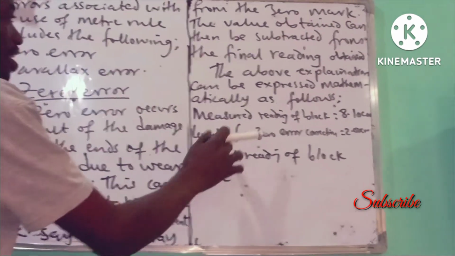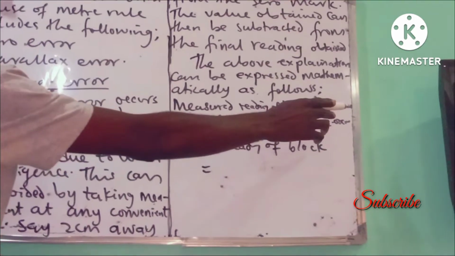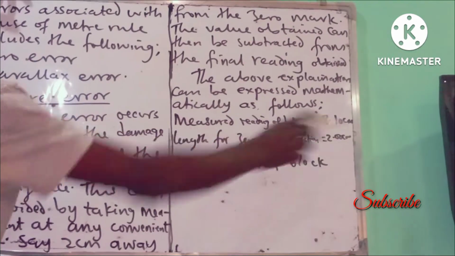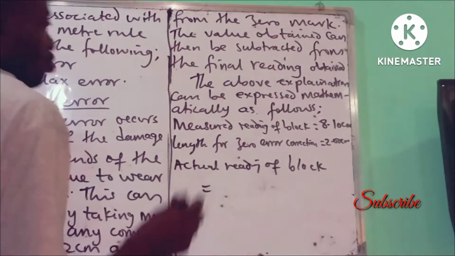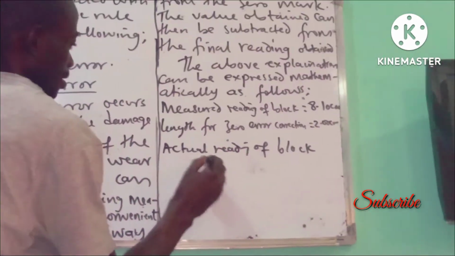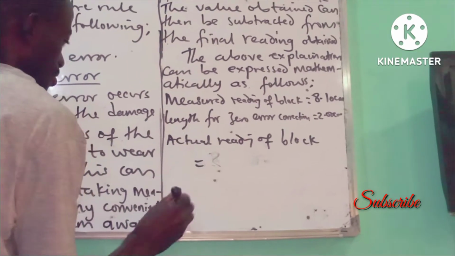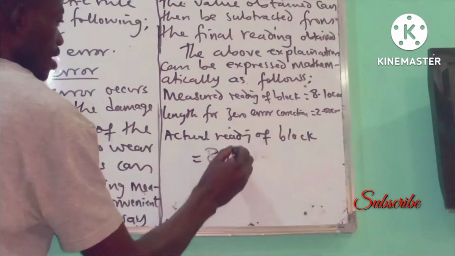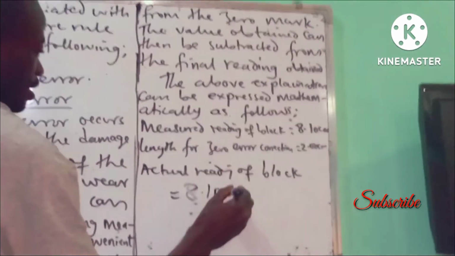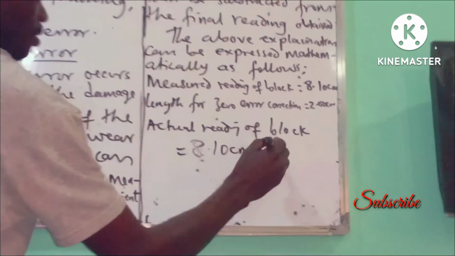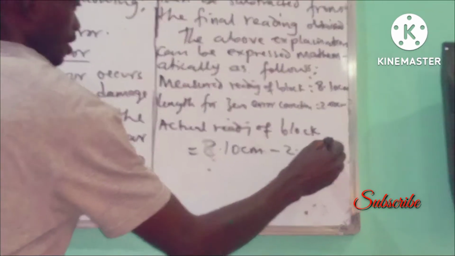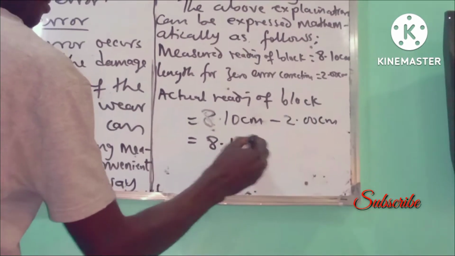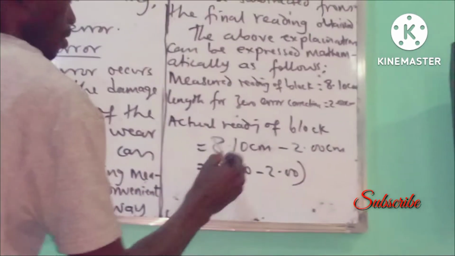So based on what we have here now, the reading is 8.10 centimeter, and the corrected error point is 2.00 centimeter. So the actual reading of the block now is going to be 8.10 centimeter minus 2.00 centimeter. We can arrange it as 8.10 minus 2.00, all in what?